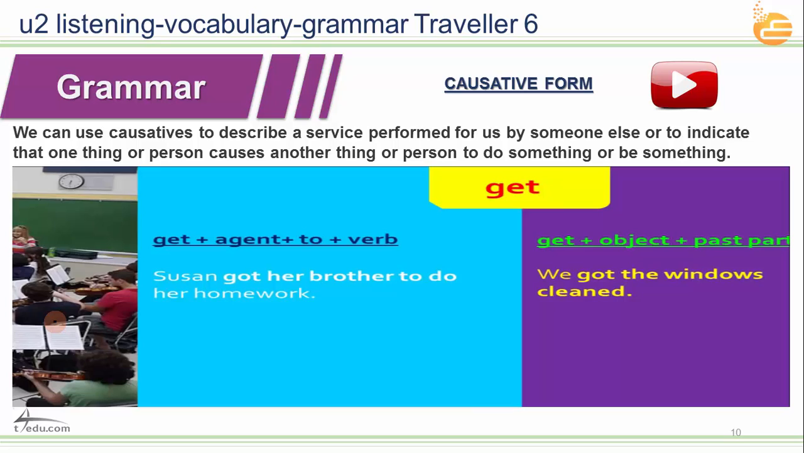So the difference between get and have is that after get we use the infinitive, and after this we use agent, to, and a verb. Let's take more examples. If you see, the video was very clear.